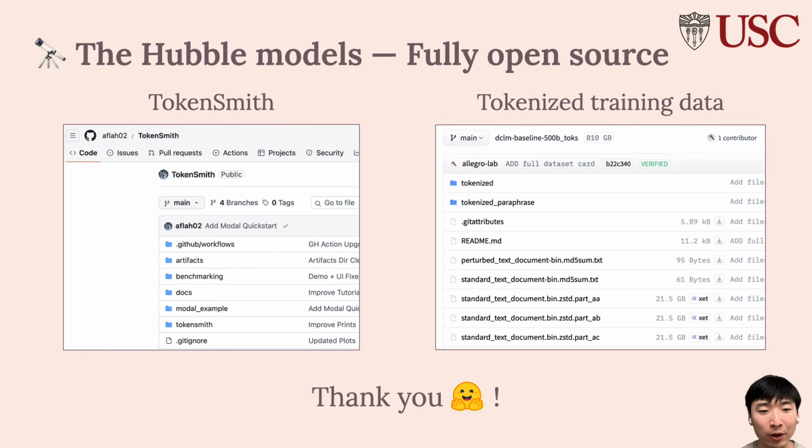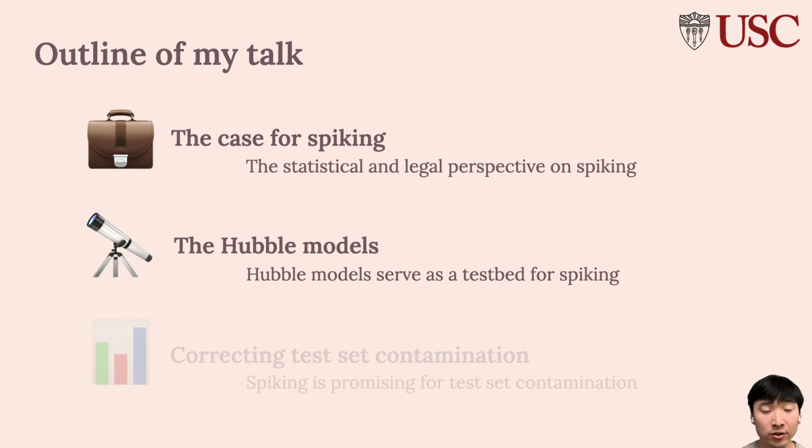One really nice thing that my co-authors did is that they took the code used to spike the data and rolled it into its own library. So with Tokensmith, you can access the tokenized bin file without having to load the entire terabyte into memory. You can view, search, and edit the training data. So this concludes this section on Hubble.